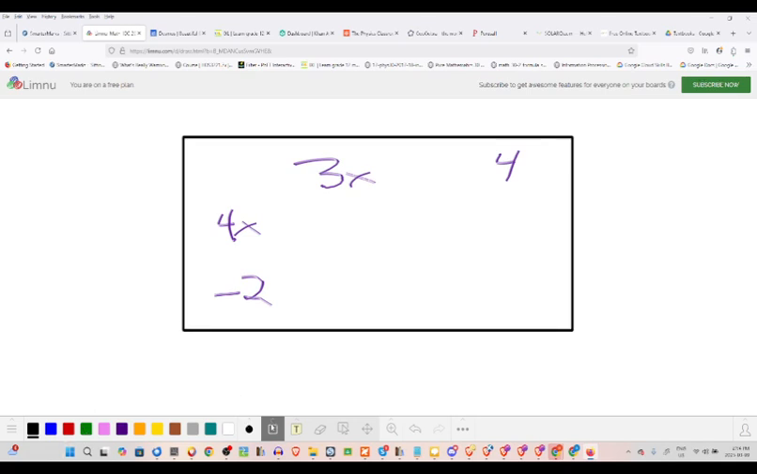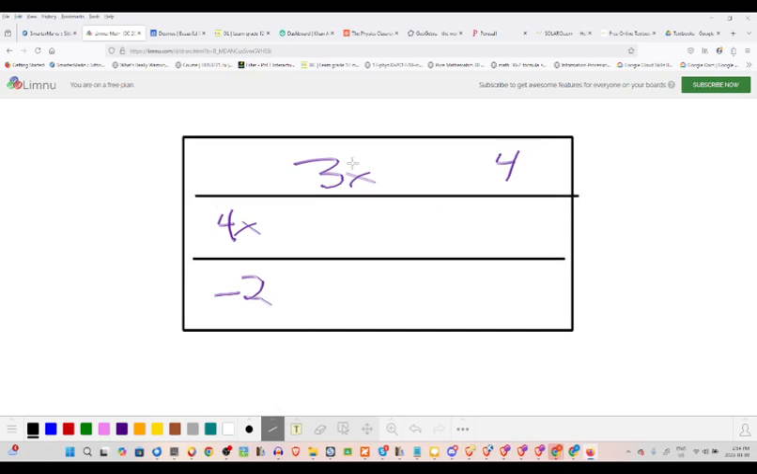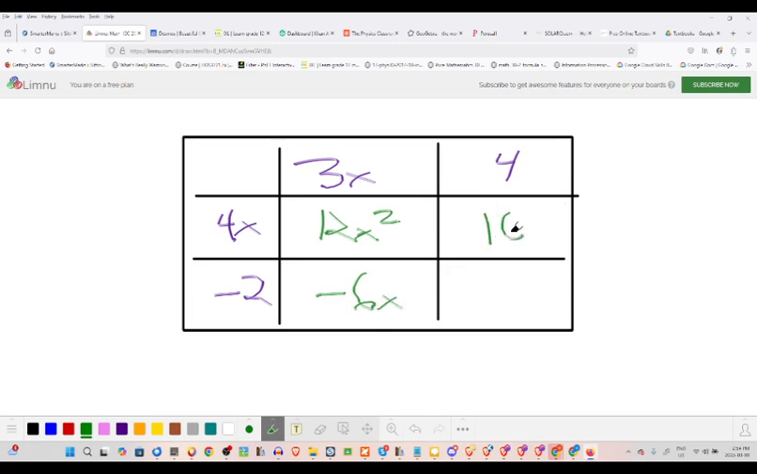Do our box like this. Our lines like so. Okay, and when we multiply them out, we get a 12x squared minus 6x, a 16x, and a minus 8. So 12x squared minus 6 plus 16 is a plus 10x minus 8.